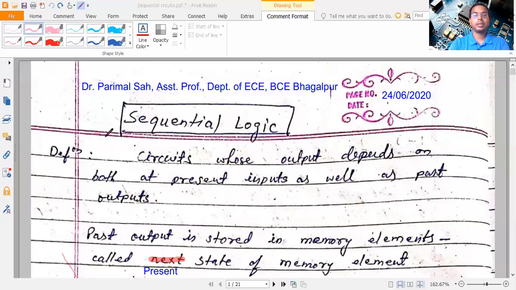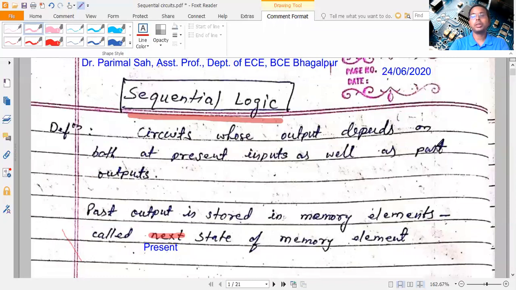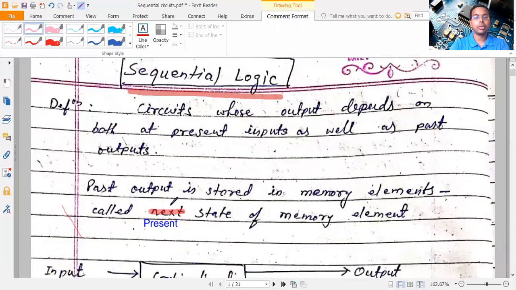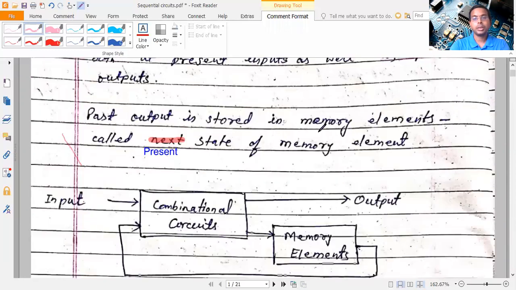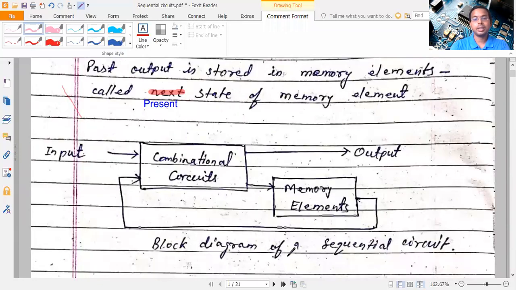I am going to discuss sequential logic. Let me first define it: a circuit whose output depends on both the present input as well as the past output. The past output is stored in memory elements, called the present state of the memory element. Here is the block diagram of the sequential circuit.